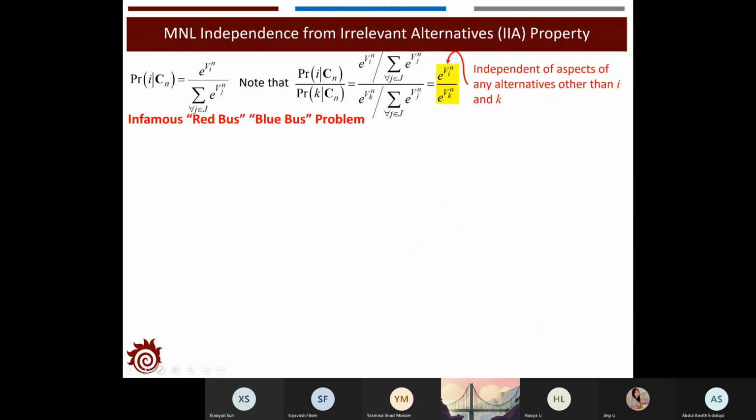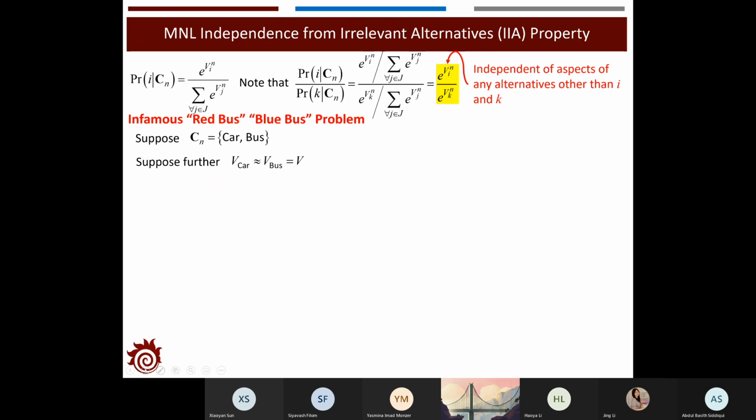But if you apply this multinomial logit model inappropriately for some problems, a typical example is the red bus and blue bus problem. Assuming that at the beginning we have two modes for people who travel in the city: car and bus. So for all the people who travel inside city A, they either take the car or take the bus.